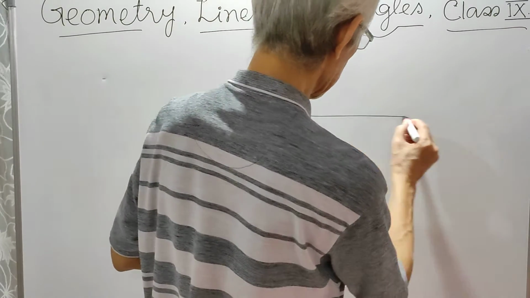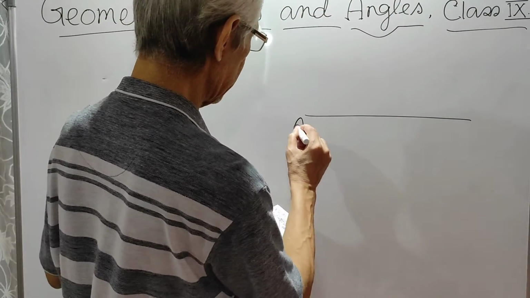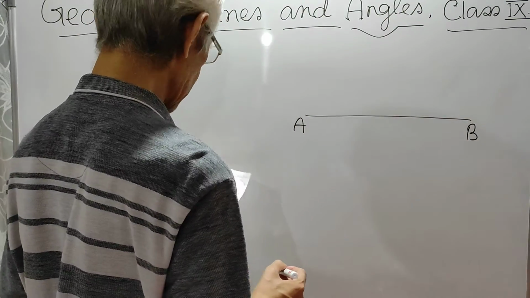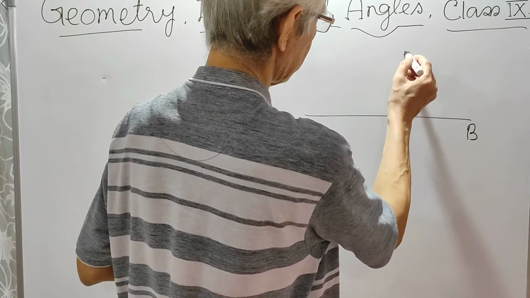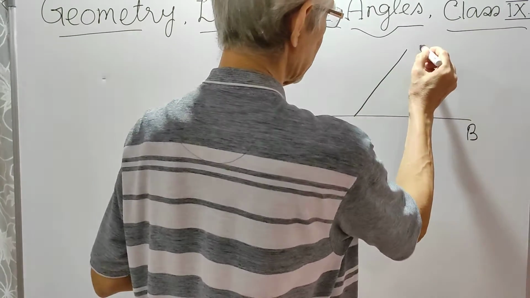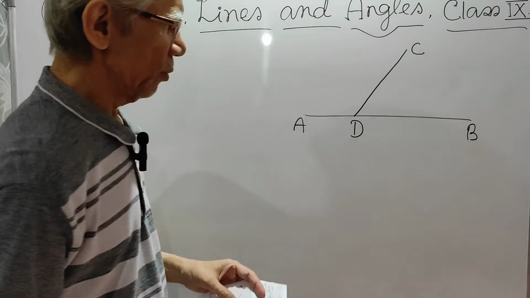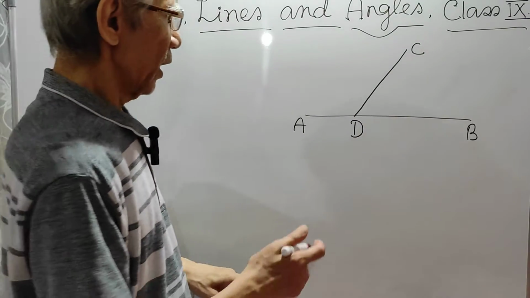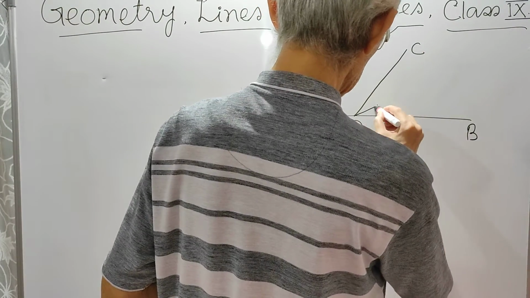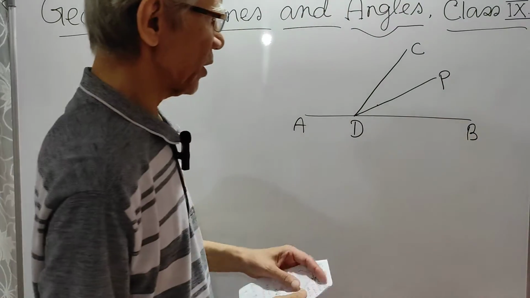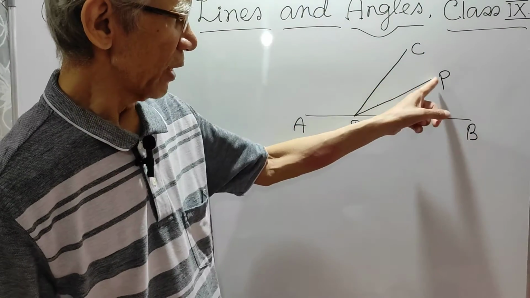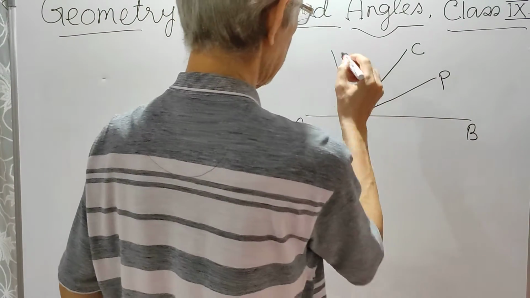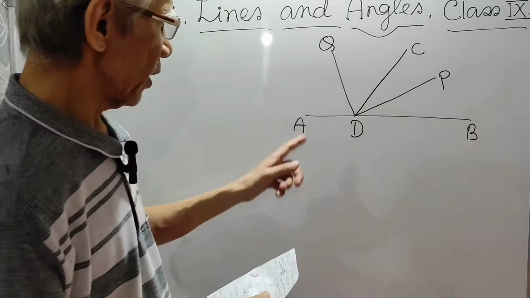This is a straight line. Suppose AB is a straight line. Then another line CD stands on it. So AB is a straight line, CD stands on it, so these two angles are a linear pair, isn't it? Now the bisectors of these two angles are given. DP is the bisector of CDB, DP bisects CDB, and DQ bisects ADC.